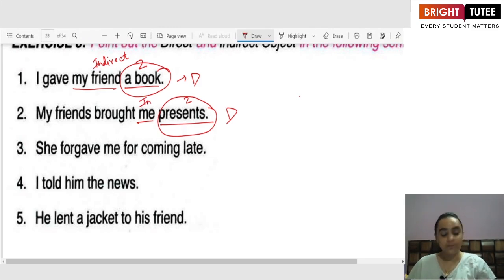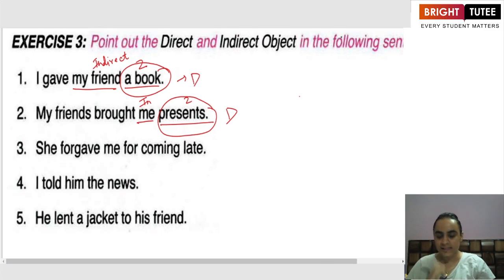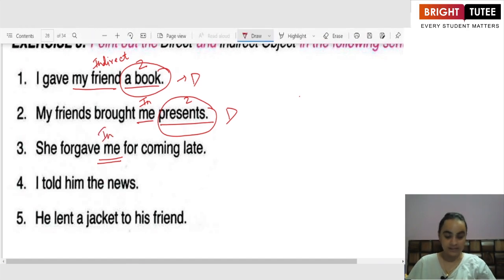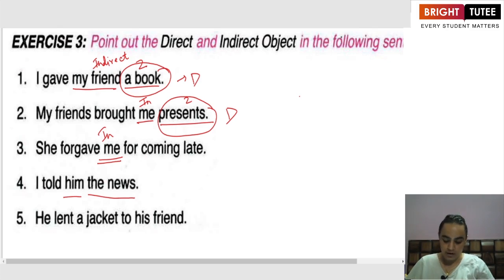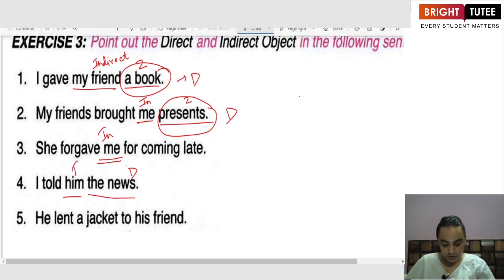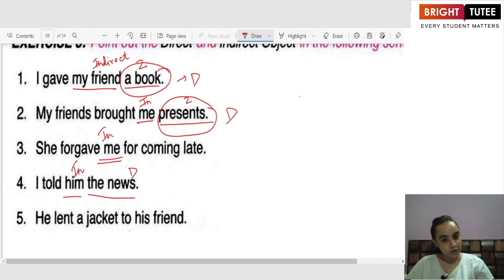She forgave me for coming late. Now in this sentence, there is just one object, that is me. And that too, this me is not the name which is given to something. Rather, it is somebody to whom something is done. So that means it is the indirect object. I told him the news. Two objects, him and the news. What is the name that we give to something over here? The news. So that is the direct object. And who is the receiver of the news? Him. So that is the indirect object.